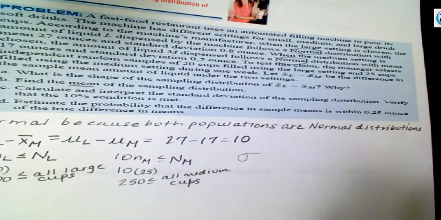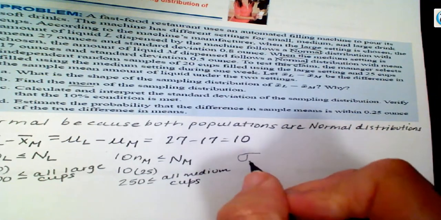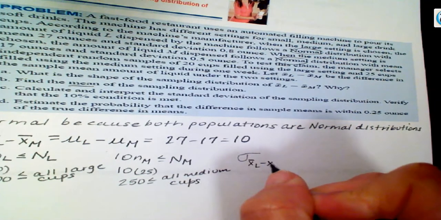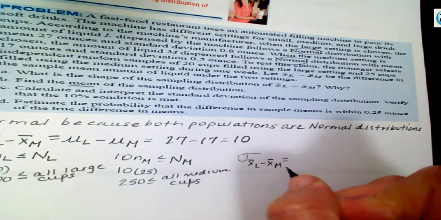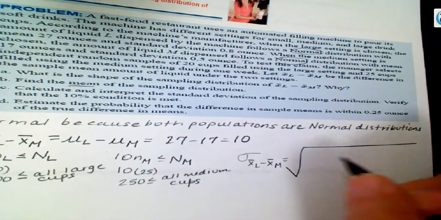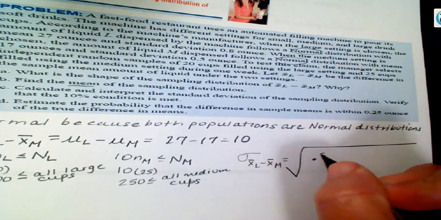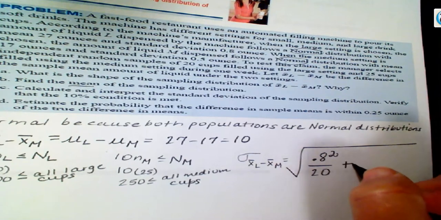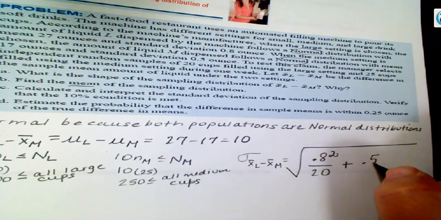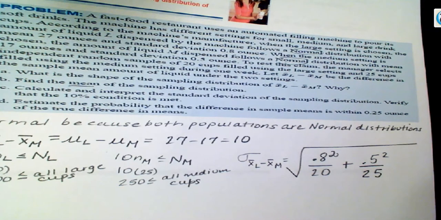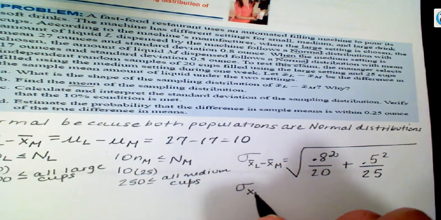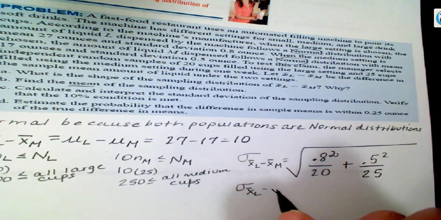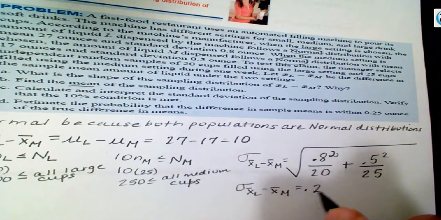Once we have those conditions met, which we have, we can find the standard deviation of the large minus the medium. The formula was to square the standard deviation of the large and divide by the number in the sample, plus square the standard deviation of the medium and divide by the number in the sample. When you do the math here, you're going to end up with this equal to 0.205.